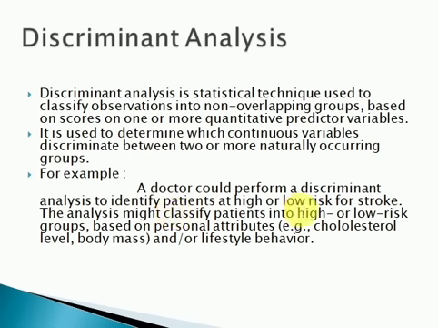Let us take another example. A doctor could perform a discriminant analysis to identify patients at high or low risk for strokes. The analysis might classify patients into high or low risk groups based on personal attributes, for example cholesterol level, body mass, etc., or also on the basis of lifestyle behavior.